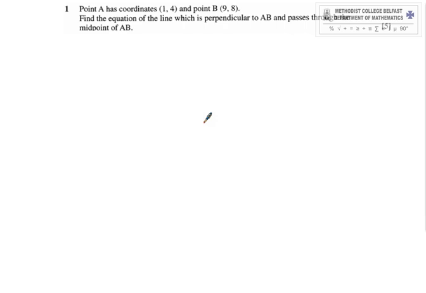Okay, so we're looking at point A has coordinates 1, 4 and point B 9, 8. We don't need to do anything like this, but you can just do a quick sketch. If you think 1, 4, there's point A, and point B is 9, 8 is going to be up and across. So there's B at 9, 8. Now, it isn't necessary, but sometimes it's nice just to get an idea of what's going on.